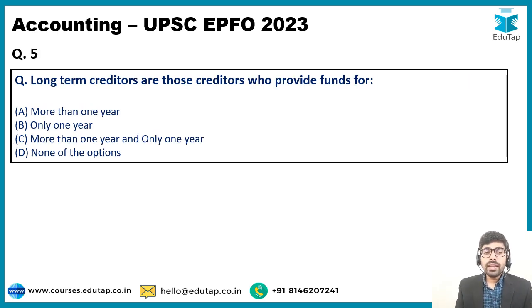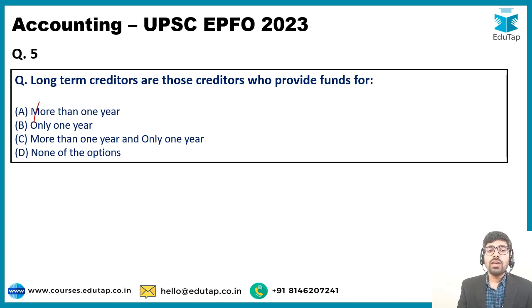Now let's come to the next question. Long-term creditors are those creditors who provide funds for. A very simple question. Options we have are: more than 1 year, only 1 year, more than 1 year and only 1 year, none of the options.